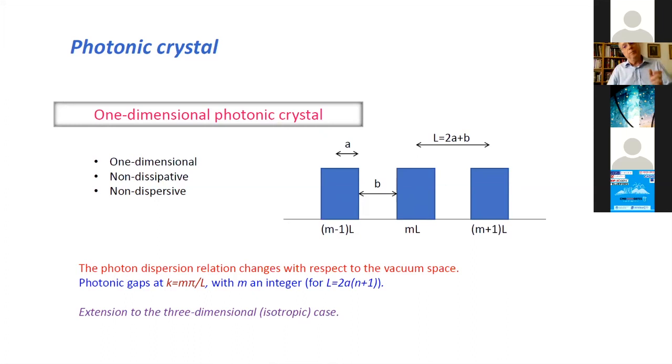If one solves Maxwell's equations in this periodic structure, one finds that the photon dispersion relation changes with respect to the vacuum space, and in particular there are photonic gaps, so frequency gaps where photons cannot propagate in the crystal due to the periodicity of the crystal itself. In particular, these gaps occur at values of k given by m pi over L, where L is the periodicity of the crystal, and m is an integer. This is in a specific case when L is equal to 2a times n plus 1, where n is the refractive index of the dielectric layers.